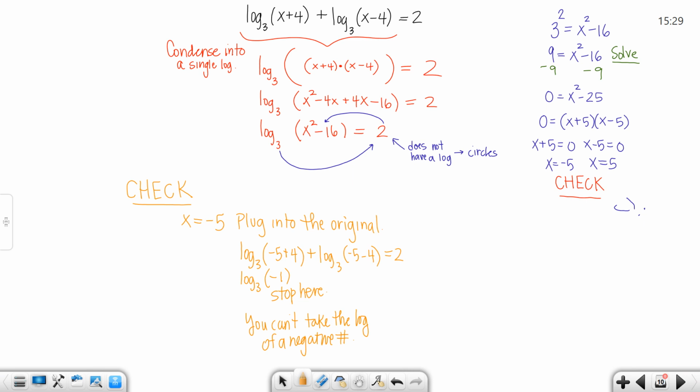So you have to throw that part out. So that's a bad answer. It actually is not an answer. It doesn't check. So then we'll go through it again and we'll check positive 5.